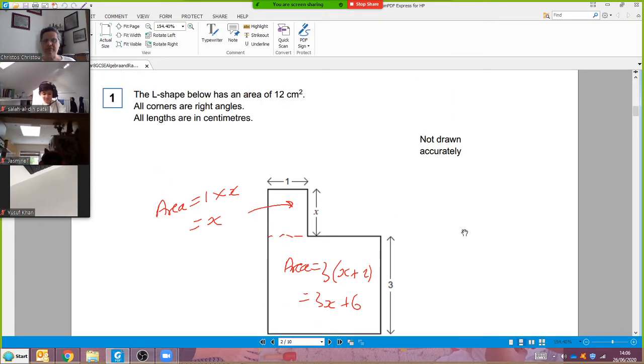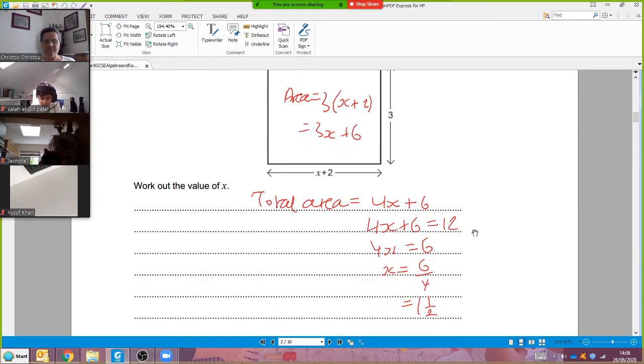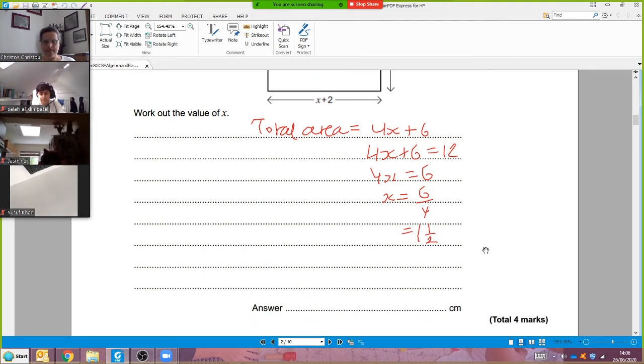And we know in terms of final answer, the answer is 12 centimetres squared. And that's a very simple equation to set up. Subtract 6 to the other side, then divide by 4. 6 divided by 4 is 1 and 2/4, otherwise known as 1 1/2. There it is.